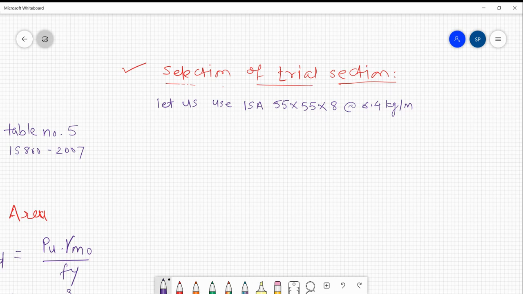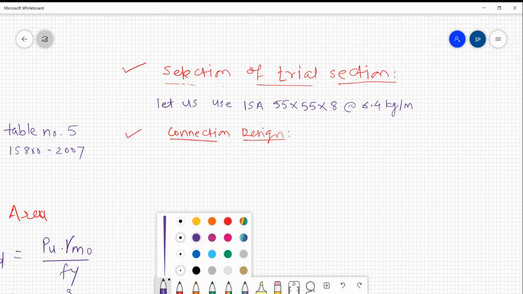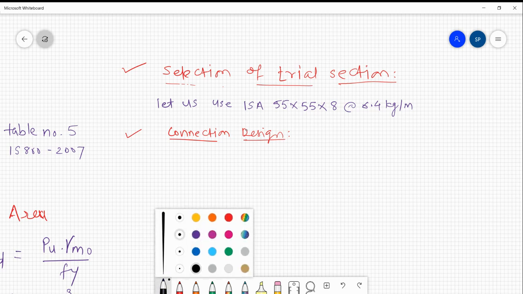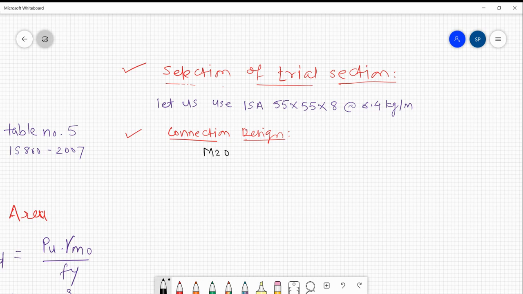Now once you select the trial section, the next step will be design of connection. In connection design, it is already defined what type of connection you have to use. M20 black bolts of grade 4.6 are given for the connection, which means we have to go for bolted connection only. So there is no choice for selecting the type of connection here. Straight away we will have to use bolted connection.